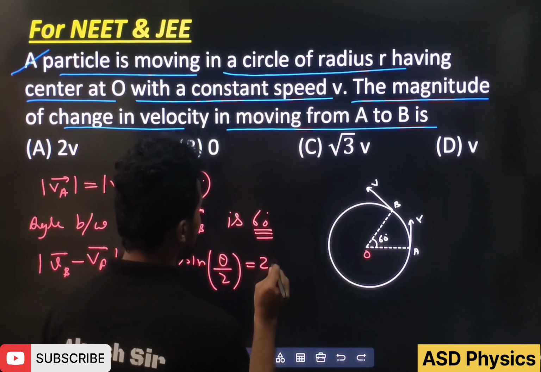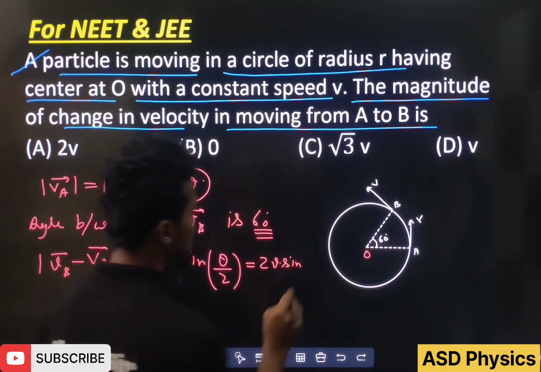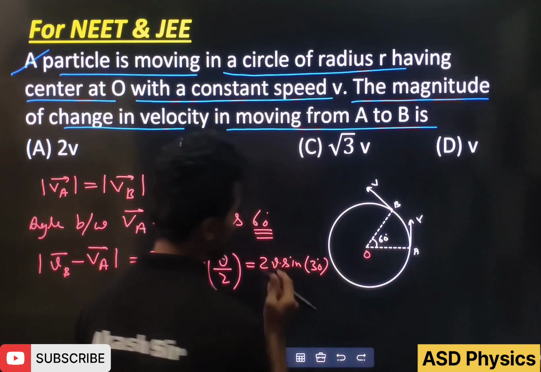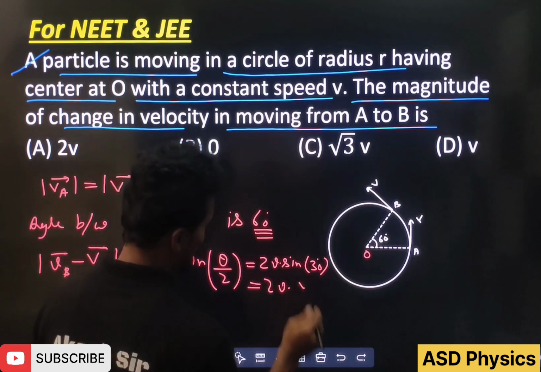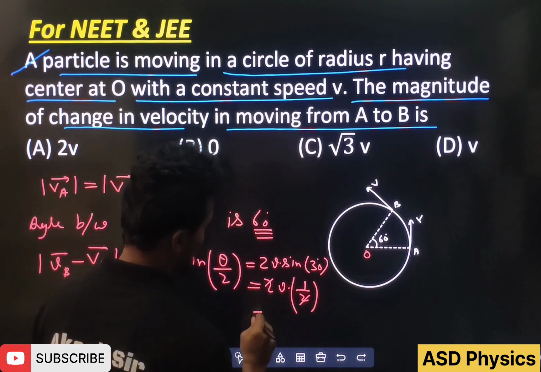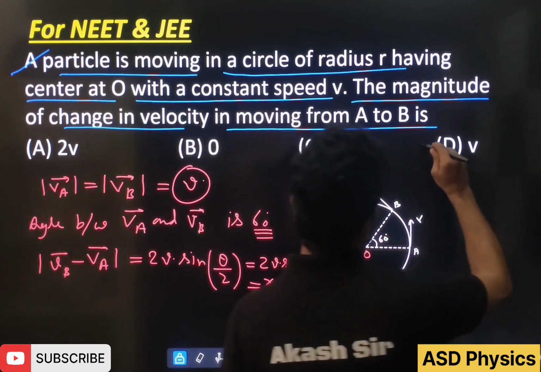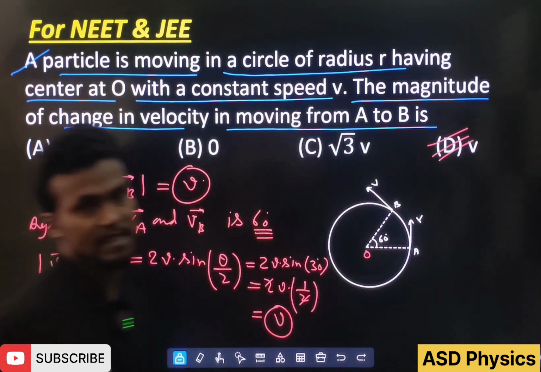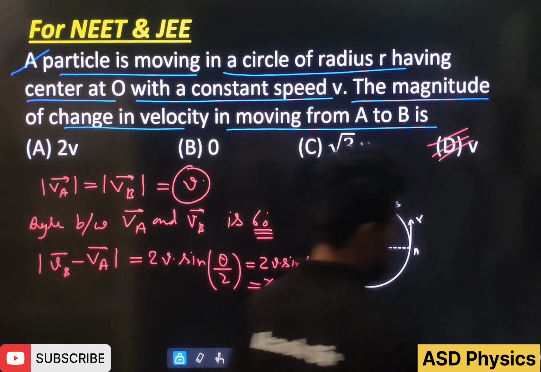Now 2v sin theta, where theta is 60, so 60 by 2 is 30. Sin 30 value is 1 by 2. So 2v into 1 by 2, this 2 and this 2 cancel. So what is coming here? v. That means the magnitude of change in velocity will also be v. Very easily. And the concept I have told you to get the angle between the vectors is very, very important.